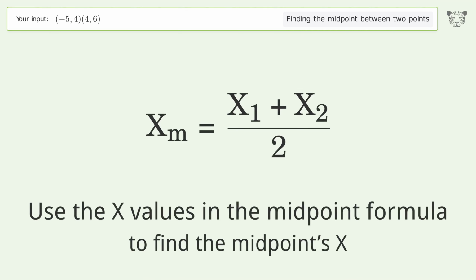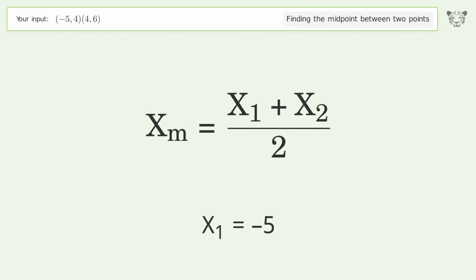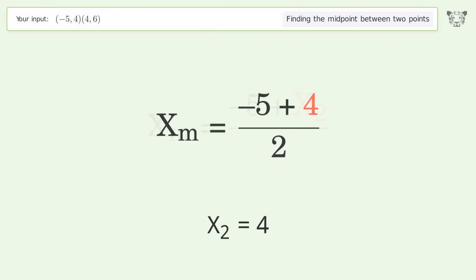Use the x values in the midpoint formula to find the midpoints x. x1 equals negative 5. x2 equals 4. Simplify the arithmetic.